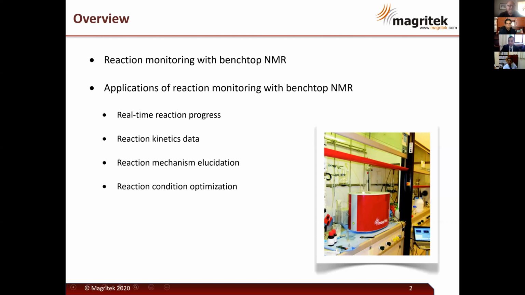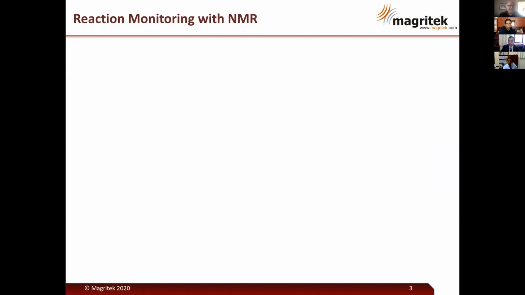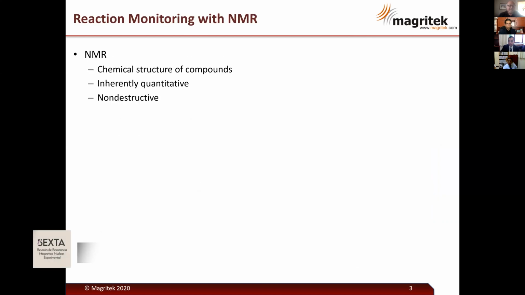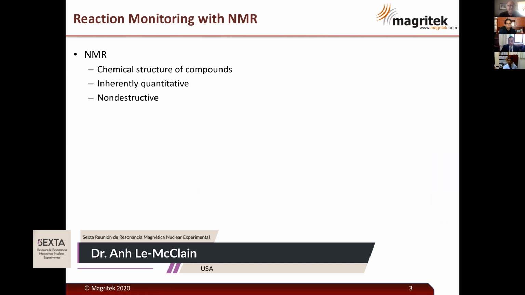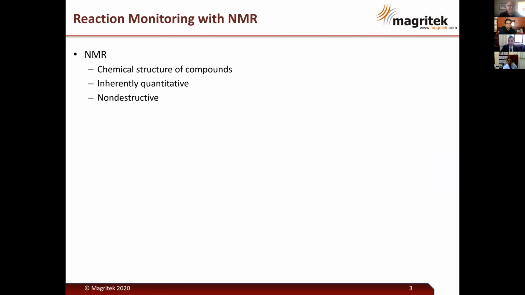Okay, so reaction monitoring with NMR, why do we want to do it? Because NMR is a very powerful spectroscopic technique, which is a simple 1D experiment. It can provide information about chemical structure of the compounds. NMR is also inherently quantitative, which means one can do quantitative measurement on a sample without a calibration step. Lastly, NMR is considered a non-destructive technique, as the sample can easily be recovered after analysis. So in case of reaction monitoring, the sample can simply be returned to the reaction mixture.